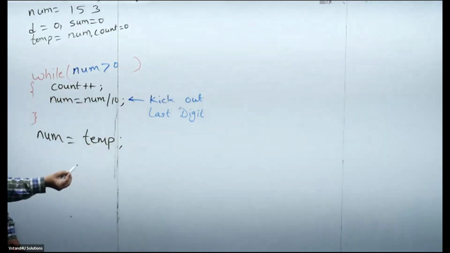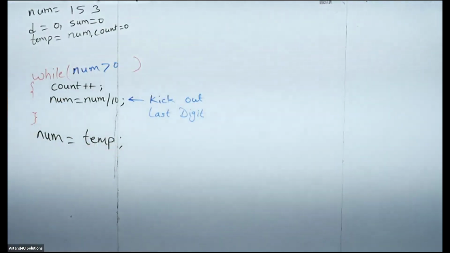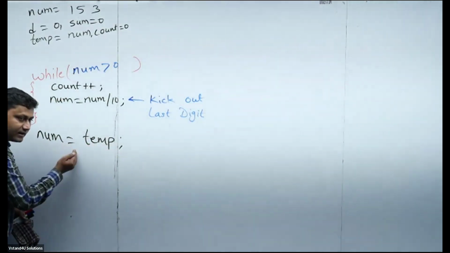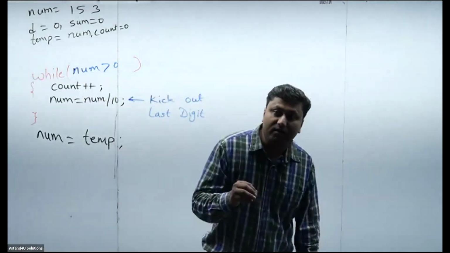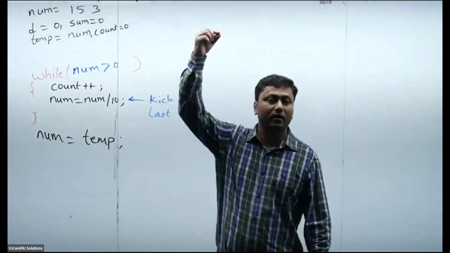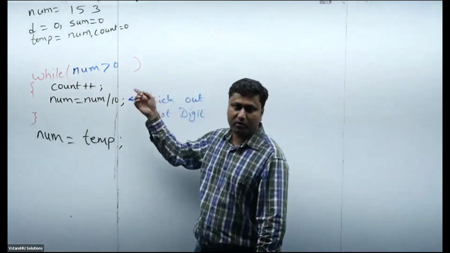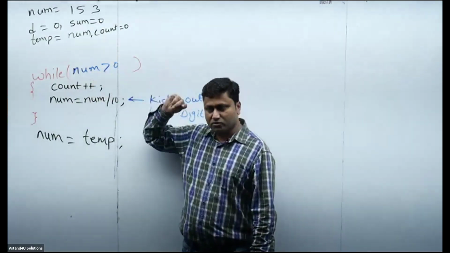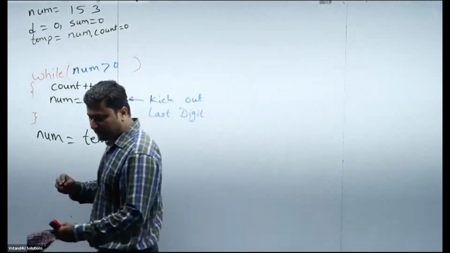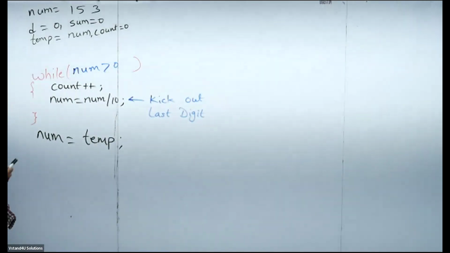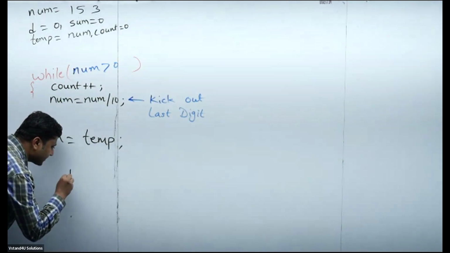So whatever is in there, put it. Agree? Once this is done, now what do I need to find out? I need to find out every digit, because count is 3. So every digit cubed sum I need to find out. Agree? Let's start with one digit after another digit. How do I read the last digit, sir? How do I read the last digit?